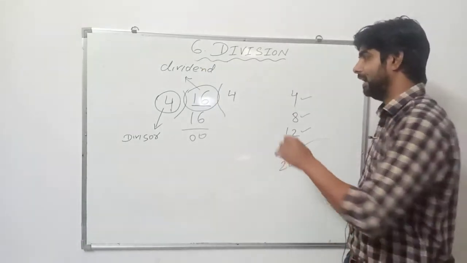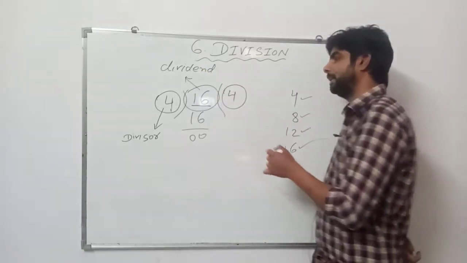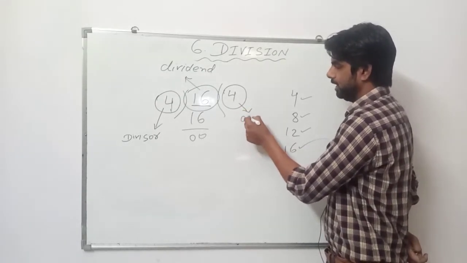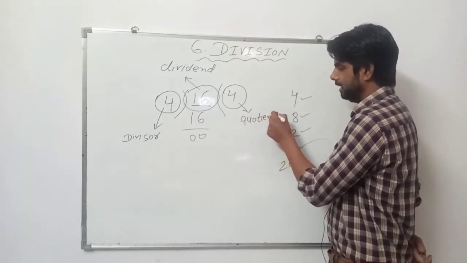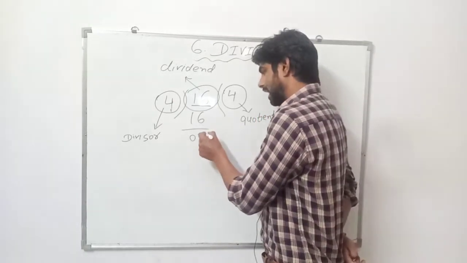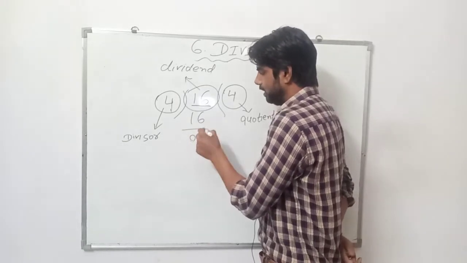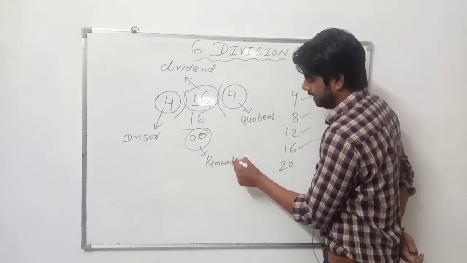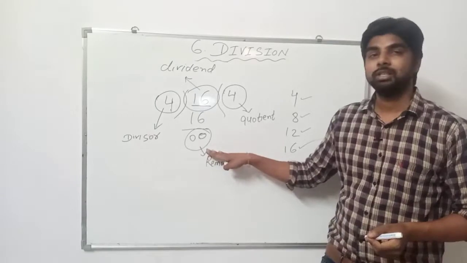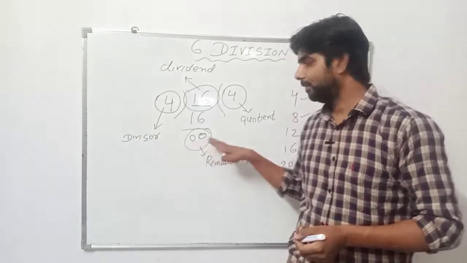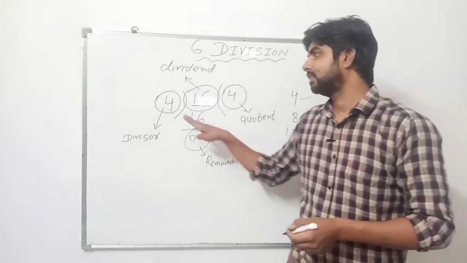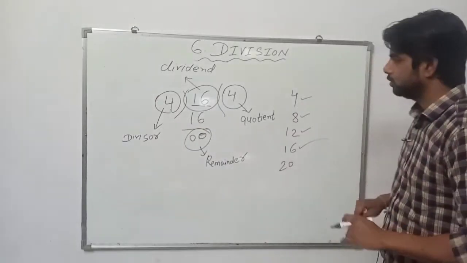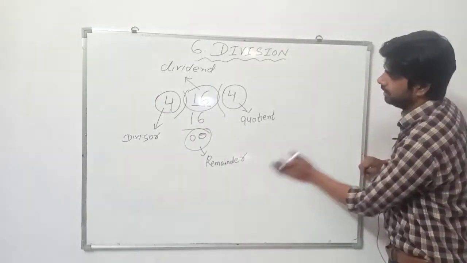D-I-V-I-D-E-N-D. And the number which we multiply by the divisor to get the dividend is known as the quotient. Q-U-O-T-I-E-N-T. And the last number which we get after the whole division is known as the remainder. R-E-M-A-I-N-D-E-R. Here in our case, our remainder is 0. And whenever we get 0 as remainder, it means 16 is completely divisible by 4. So these are the different terms in division.